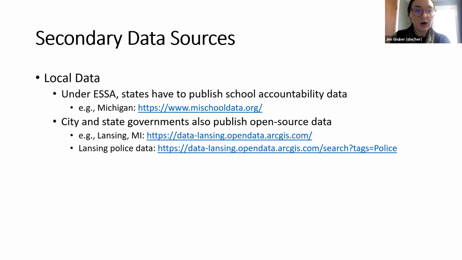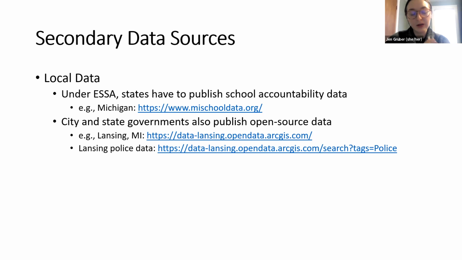And then I also just wanted to highlight that there's a lot of local data available for specifically school-based research. Under the Every Student Succeeds Act, states are required to publish accountability data on a bunch of student outcomes and school factors and district finances, all of that. So I put a link to Michigan's website because that's one I'm familiar with, but I'm assuming every state has something comparable, even if it's structured differently. So that's one potential resource.